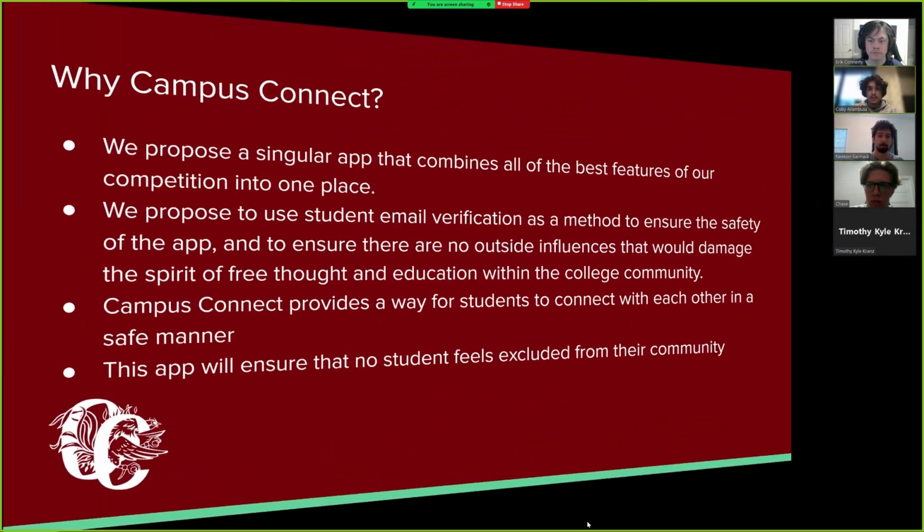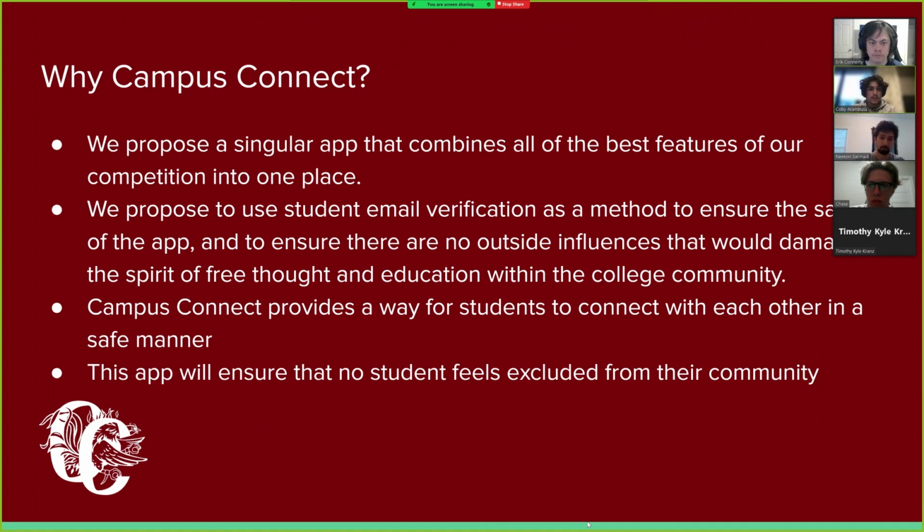So our vision for Campus Connect is to create a comprehensive app that brings all the best features from those apps into one single user-friendly interface. Campus Connect uses student email verification to ensure that the app can only be accessed by students attending the University of South Carolina, as well as alumni that have already attended the university. So this means that there won't be any outside influences that would damage the spirit of free thought and education within the college community. Campus Connect ensures that no students feel excluded from the college community by providing a platform for students to engage in various activities like study groups, clubs, events, and more.